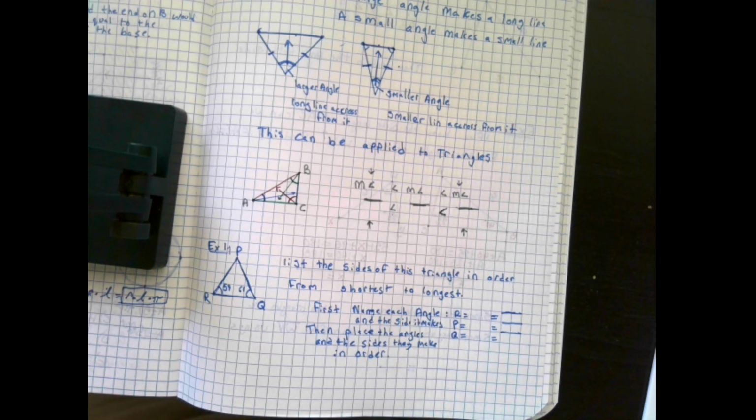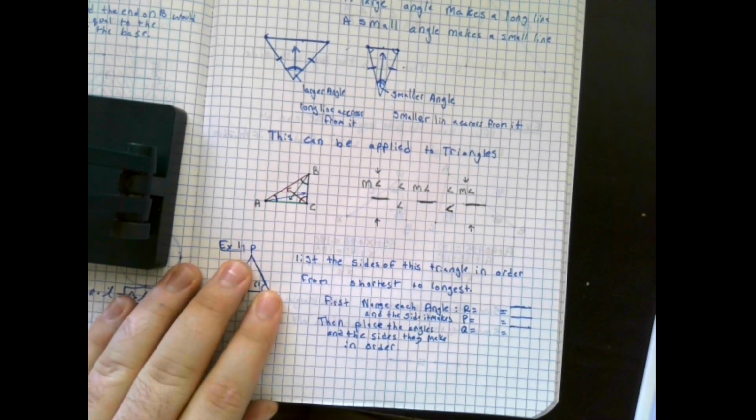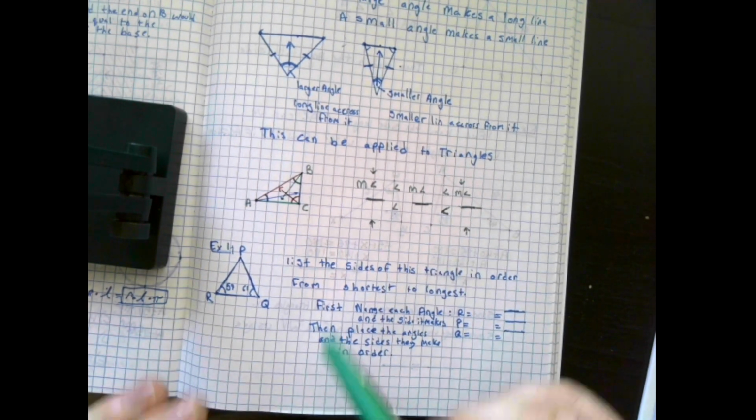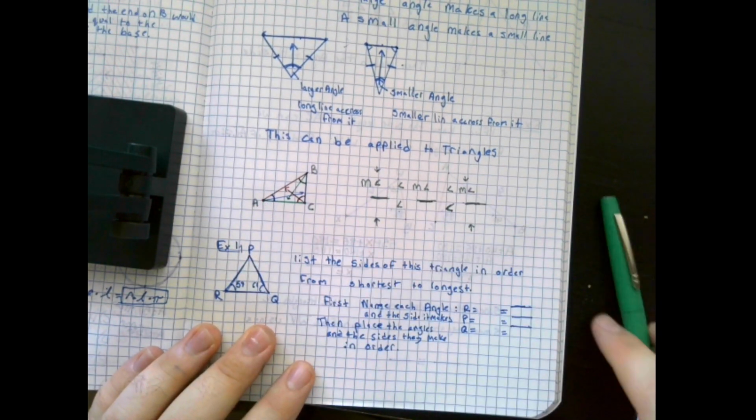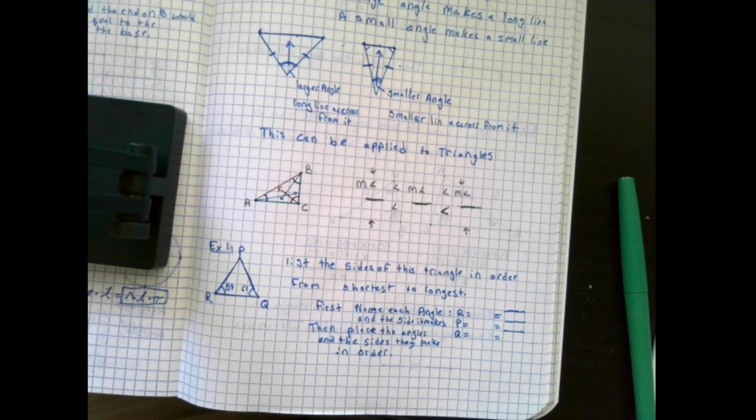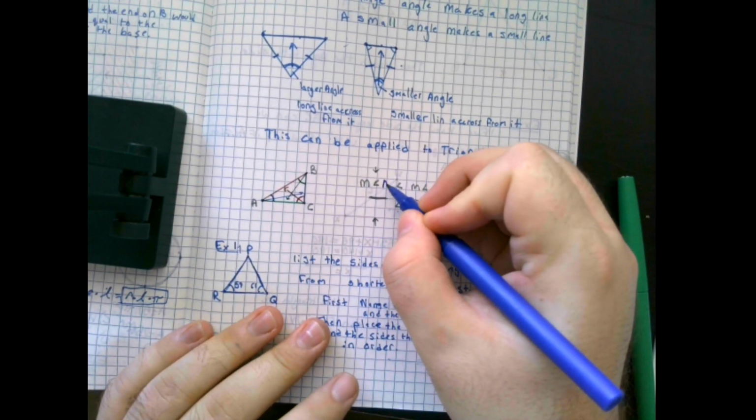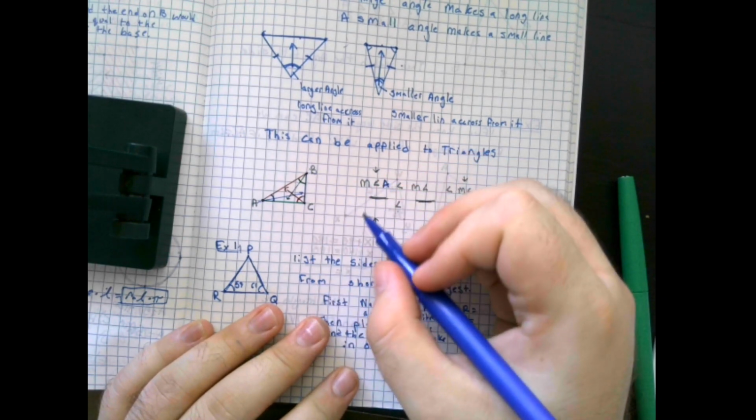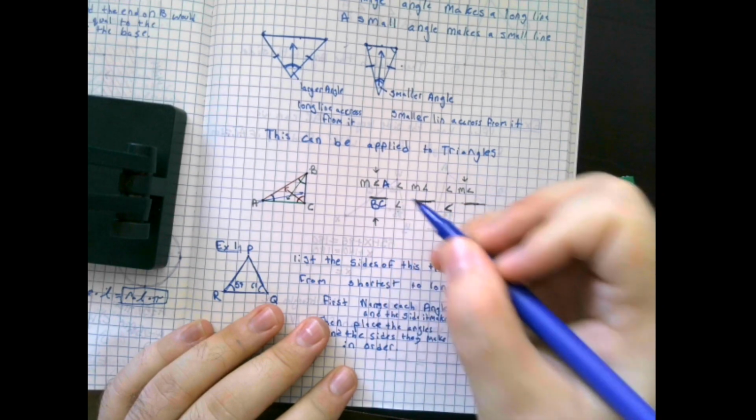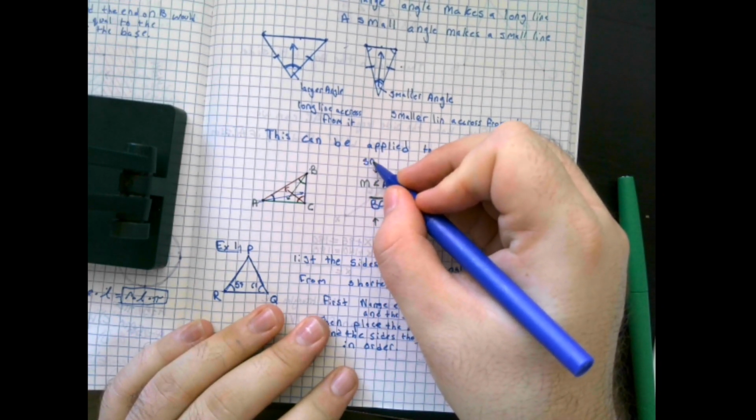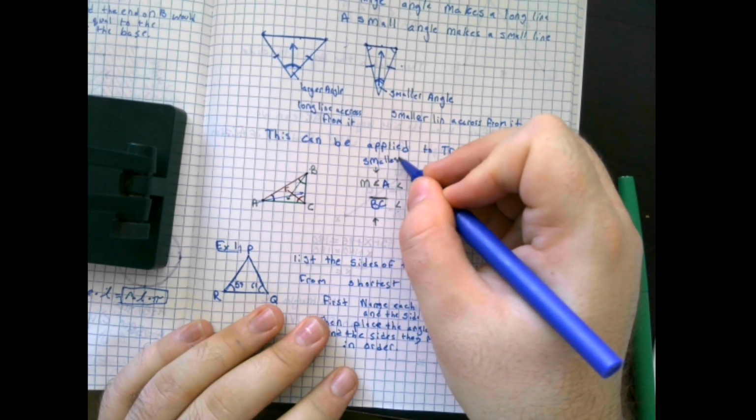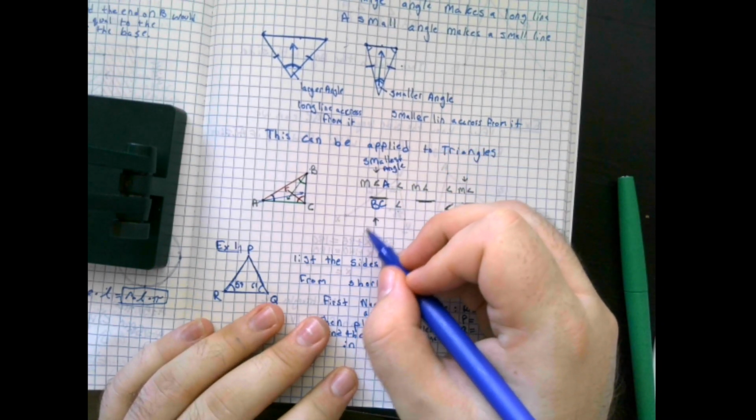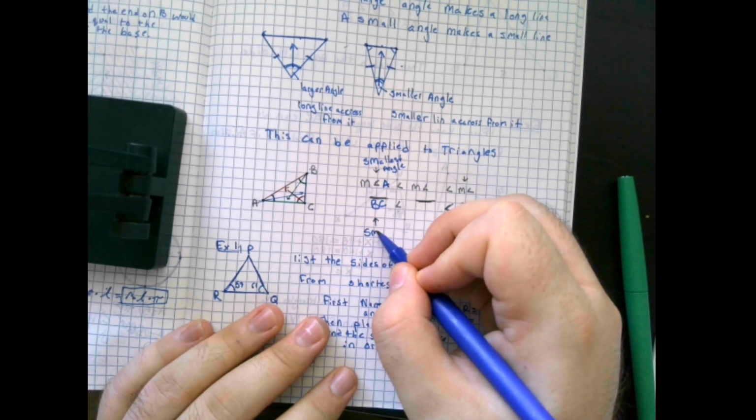So, if we're looking at this triangle here, we have three sides. Now, of these three sides, each one is connected to an angle. The smallest of these three angles is angle A. Now, angle A creates side BC. Angle A is the smallest angle, and it creates side BC, the smallest side.